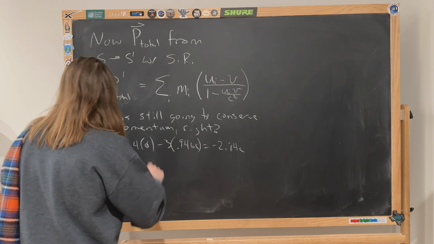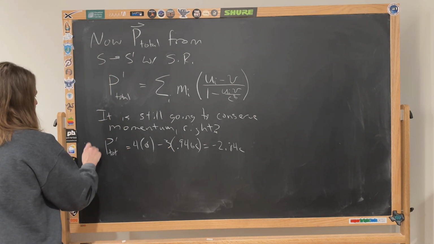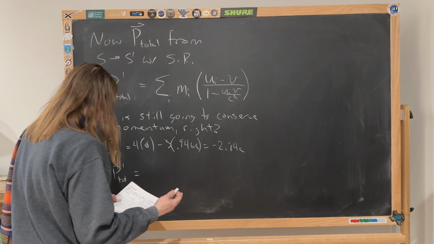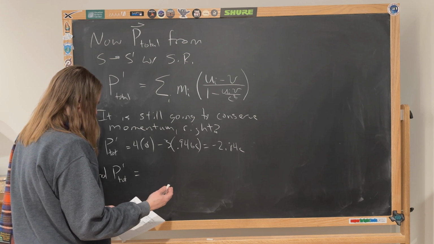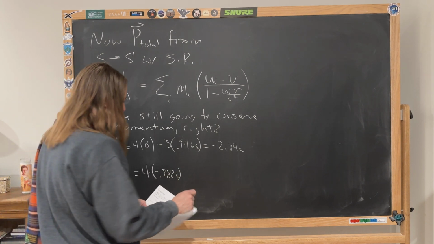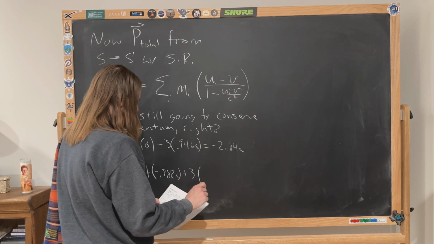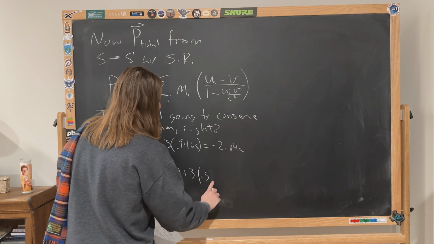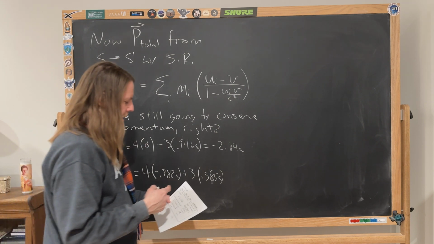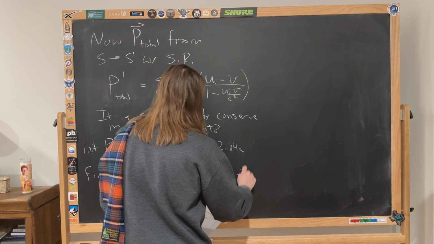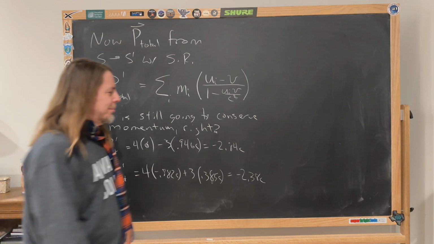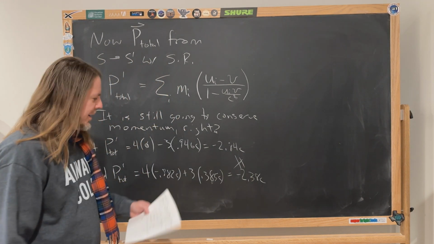Who knows? Let's see. So then we go to the final. This was the initial, and this was the final P total prime. And what is that going to be? So now the thing is moving. Oh my God, again, I can't read it. 4 times minus 0.882c plus 3 times 0.385c. Just plugging in the numbers from the previous problem, except with this different transform. And here you get minus 2.38c. They don't match. That is bad.